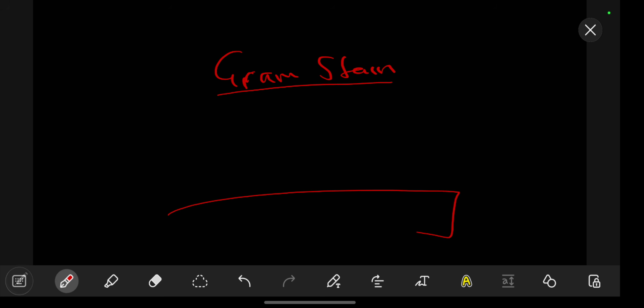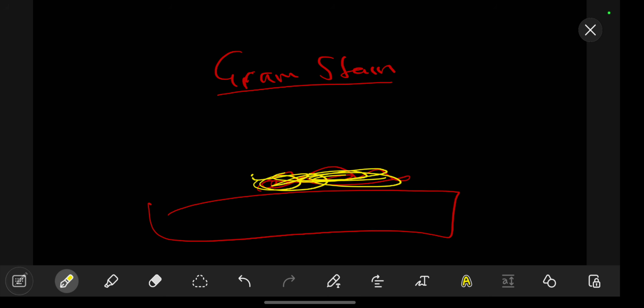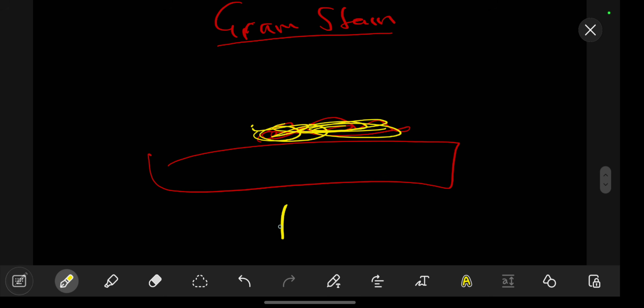So the first thing about gram staining: let's say you have a colony of bacteria, and let's say our yellow thing is the bacteria. The first thing that you do is fixation. You can do this by applying a bit of heat, moving the slide here and there, so that when you add other chemicals, they are fixed on the slide.